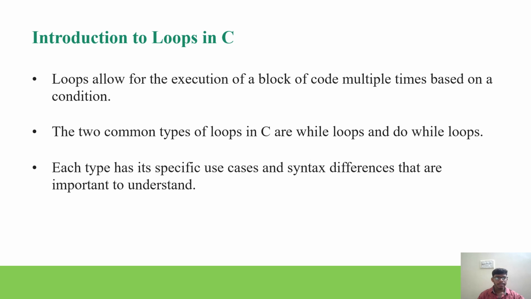Introduction to loops in C. Loops allow the execution of a block of code multiple times based on a condition. The two common types of loops in C are the while loop and the do while loop. Each type has its specific use cases and syntax differences that are important to understand.